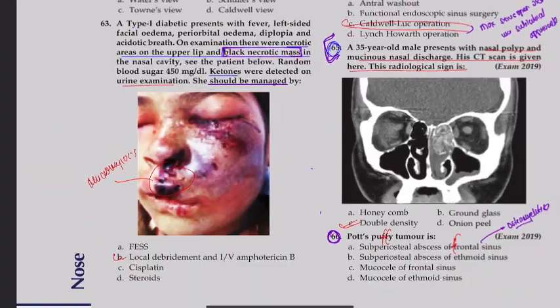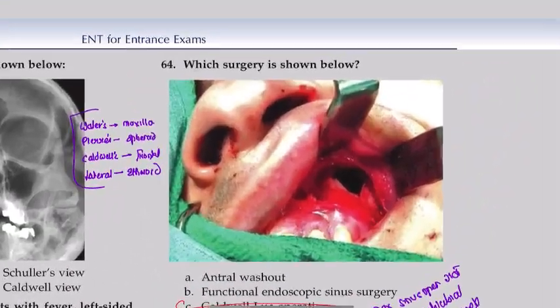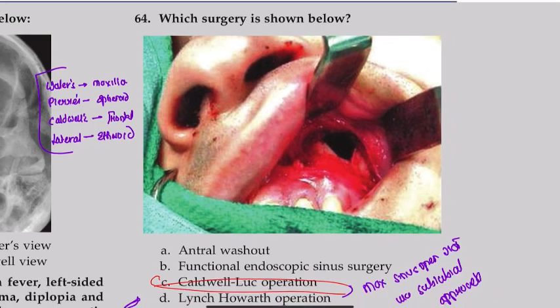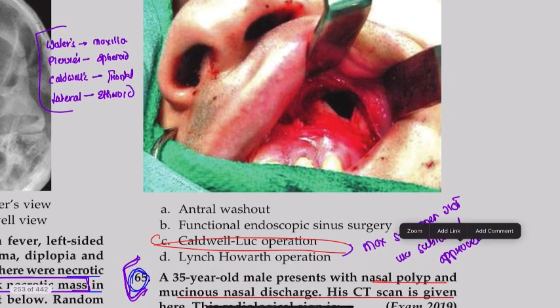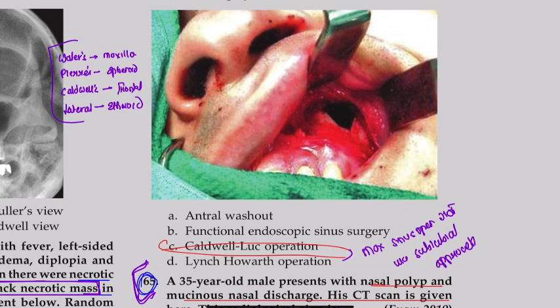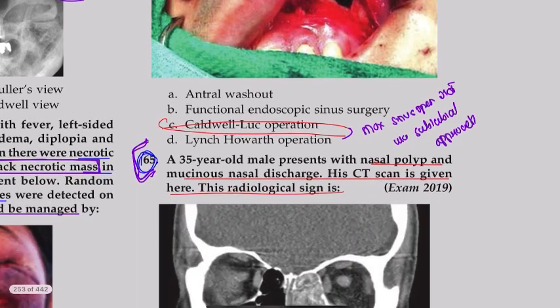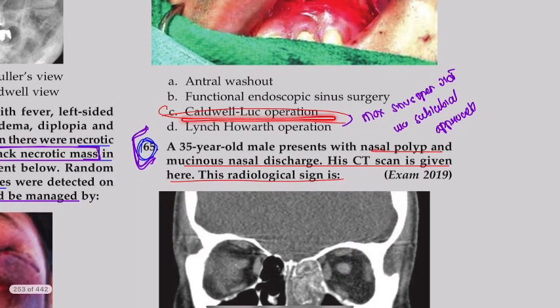Okay, moving toward the next question: which surgery is shown below? This is the Caldwell-Luc operation, right? We know that in the Caldwell-Luc operation we reach the maxillary sinus through the sublabial approach, through the gingivolabial approach.